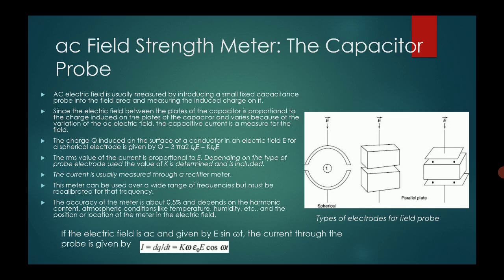The current is usually measured through a rectifier meter. This meter can be used over a wide range of frequencies but must be recalibrated for that frequency. The accuracy of the meter is about 0.5% and depends on the harmonic content, atmospheric conditions like temperature, humidity, etc., and the position or location of the meter in the electric field. If the electric field in an AC is given by E sin omega t, the current through the probe will be I equal to K omega epsilon 0 E cos omega t.